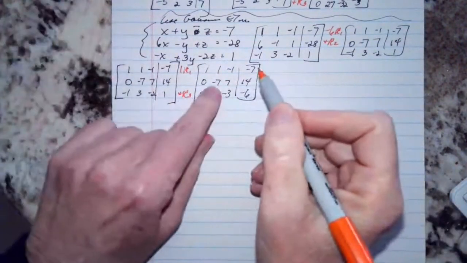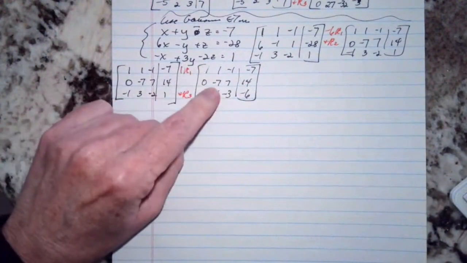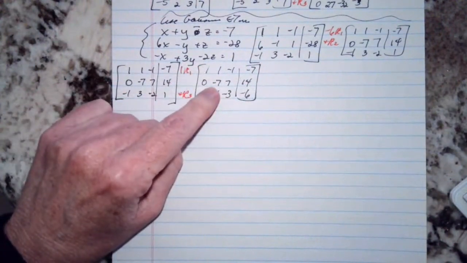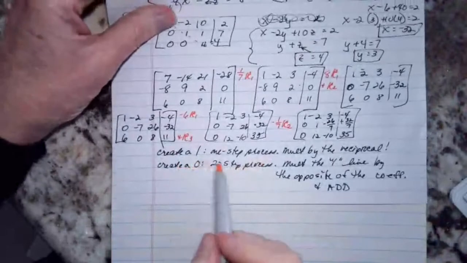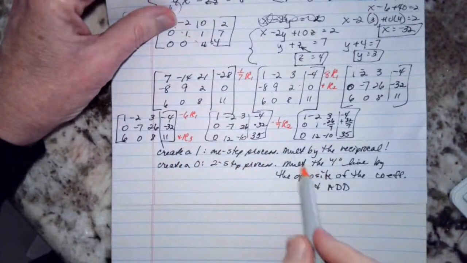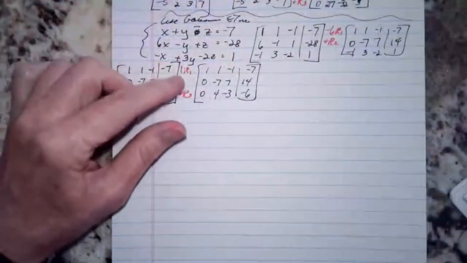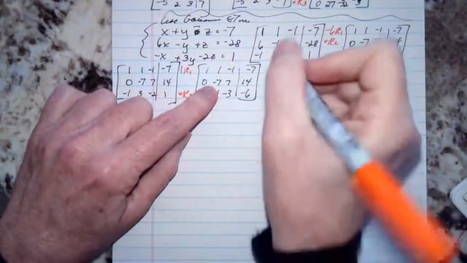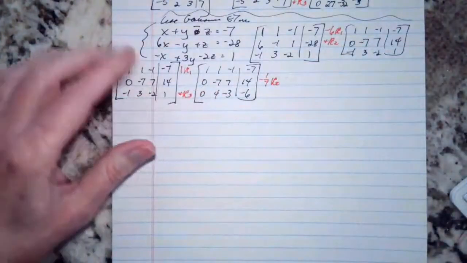So I got 1, 0, 0. Let's make this guy be a 1 now. We're diagonally lining up 1s. So remember, creating a 1 is a 1-step process. You multiply by the reciprocal. So let's multiply by the reciprocal of -7. That's a -1/7 times row 2.